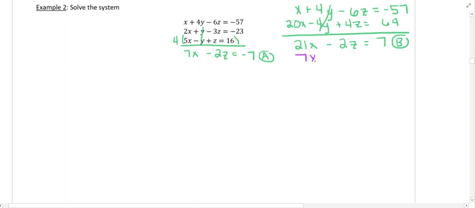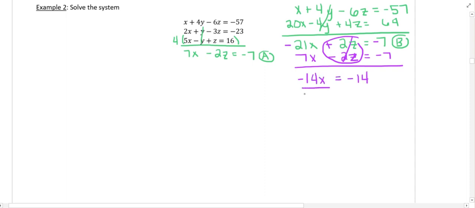So 7x minus 2z equals negative 7. So if I wanted to eliminate the z's, I can just change all the signs in my first equation, or the second one. Okay, that way these guys will be different signs, same number. This is negative 21 plus 7x will give me a negative 14x. Negative 7 minus 7, negative 14. Divide by negative 14, and I'm going to get x equals 1.